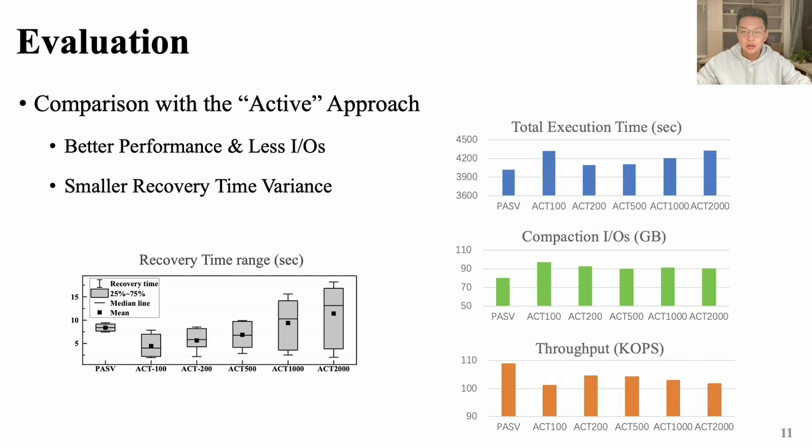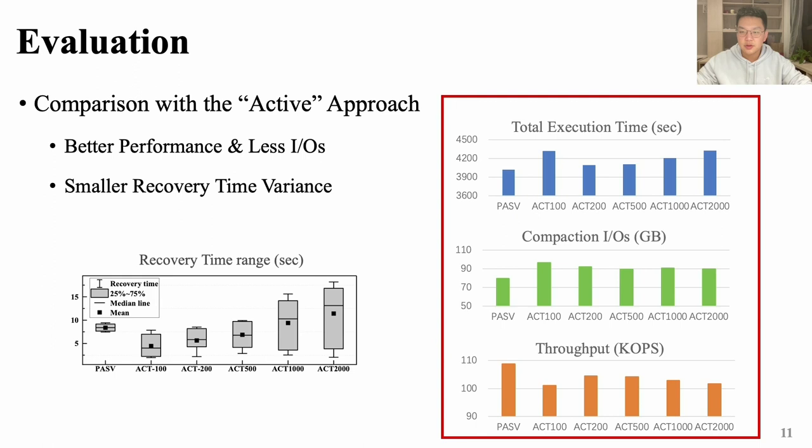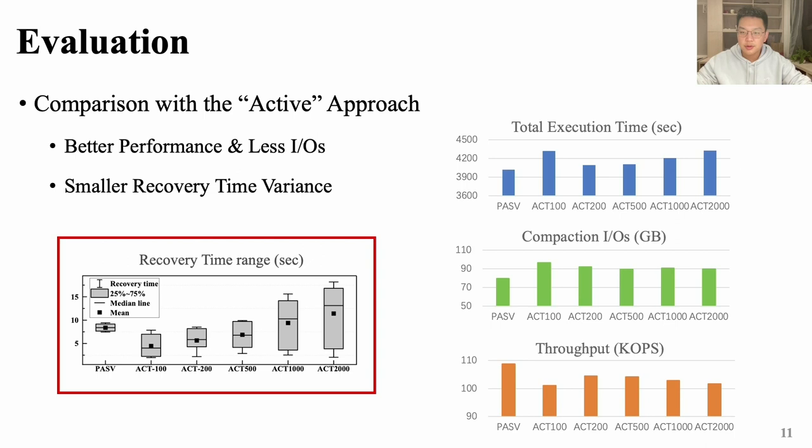We then evaluate the active approach by configuring different thresholds of transactions and compare their performance with passive. Here, passive behaves better in terms of total execution time, compaction IOs, and throughput, by which we conclude that the passive way not only helps retain the efficiency of memory, but also avoids interfering with the foreground request. We have also studied the data recovery performance. As we increase the interval of flushing memory buffers from 100 transactions to 2000 transactions, the recovery time of the active approach generally increases with larger variance. Meanwhile, passive achieves a recovery time in a mid-range with much smaller variance.